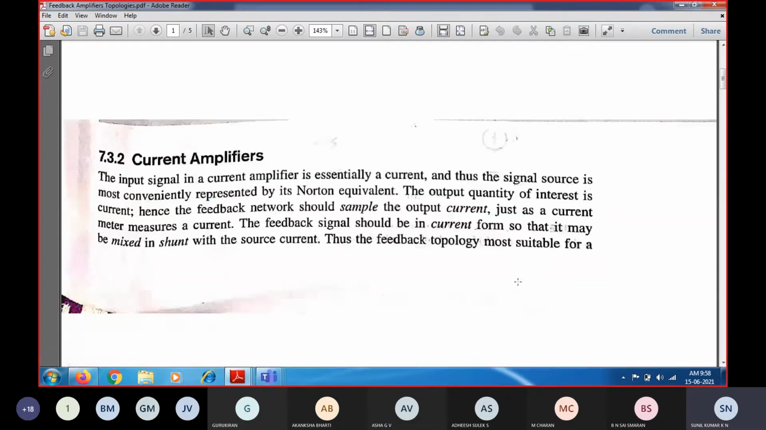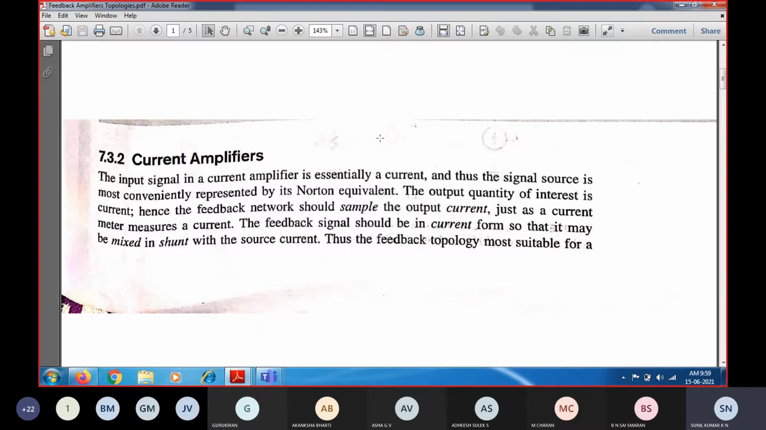In that we started with the voltage amplifier, in which the input as well as output are both voltage. Hence when you take the sample from the output signal, which is of voltage type, we take it in a parallel way. And when mixing across the input side, we mix the input voltage signal in series, so that you have voltage mixing as well as voltage sampling, which is also called the series shunt configuration. Okay, and we have seen the examples for that circuit configuration.